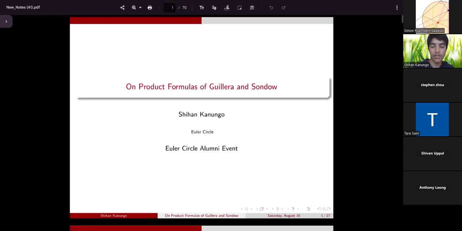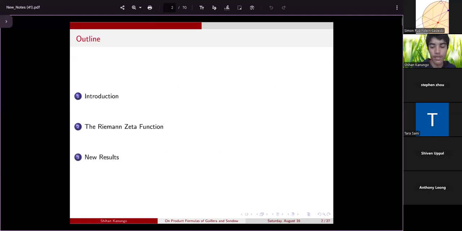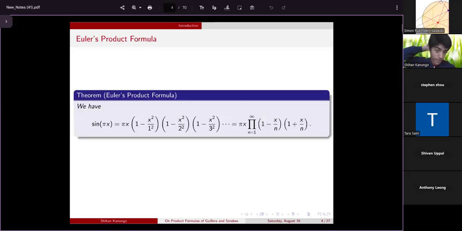Okay, go ahead. Yeah. So hi, I'm Shihan, and I'll be talking about a class of infinite product formulas. First, I'm going to introduce the kind of product formulas we'll be looking at, then some background on the zeta function, and then finally the new results and the proofs. I'll start with a result called Euler's product formula. As you can see, you can express sine of pi x as this infinite product, as shown.